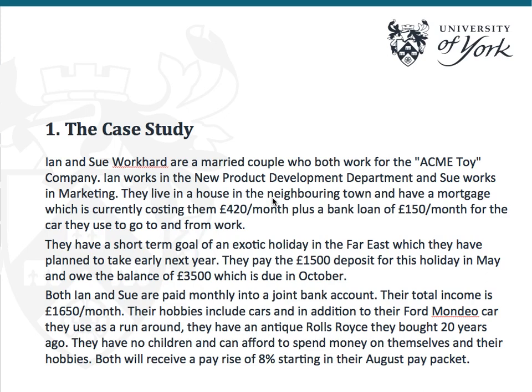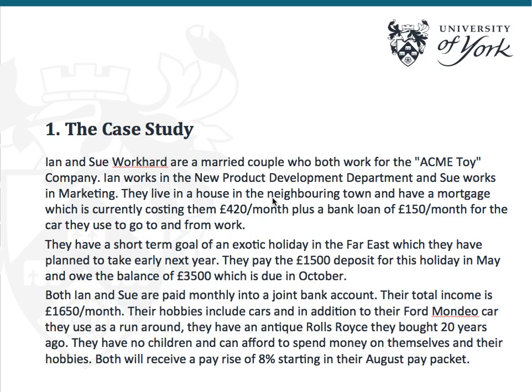So the case. I'll read this through first of all, and then we'll flip over and produce the template, and then we'll come back and take a look at it again. So Ian and Sue Workhard are a married couple who both work for the Acme Toy Company. Ian works in the new product development department and Sue works in marketing. They live in a house in the neighbouring town and have a mortgage which is currently costing them £420 a month. They've also got a bank loan.